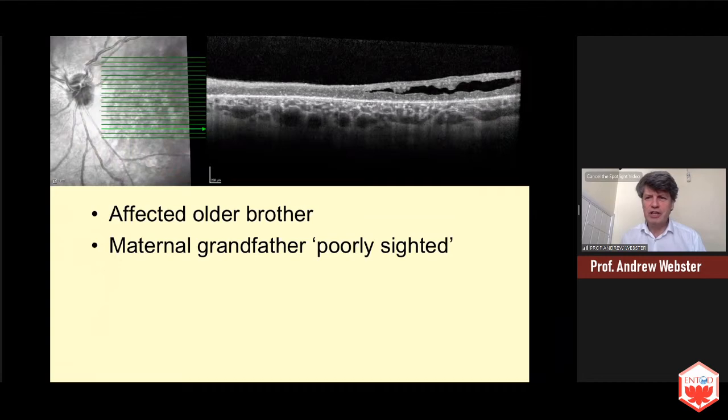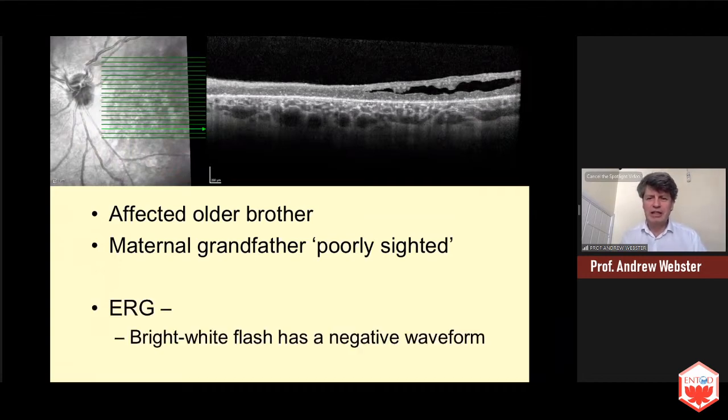A bit further, we could get more data to make that probability even closer to 1. And he has a negative ERG. So when we flash a bright light at a dark adapted retina, the A wave is near normal. It's normal in his case, but the B wave was less than the amplitude of the A wave. And only a few things can do that.